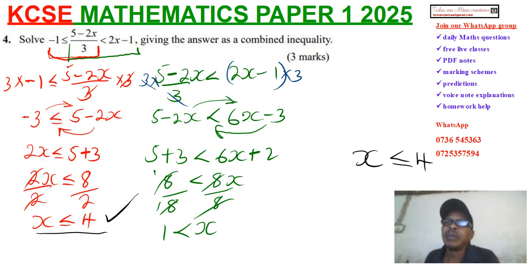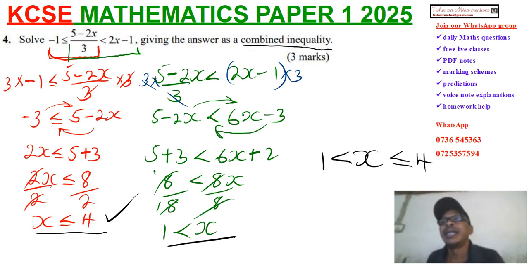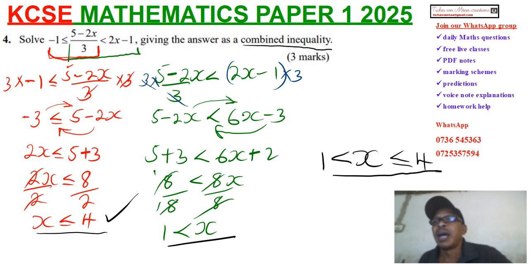Again, we can say from here, x is greater than 1. So you put x is greater than 1. You can see, just as we have been instructed, we write a combined inequality. So this is a combined inequality. You will run into this also in Form 2, and you will come across greater than or equals to, and also less than or equals to.